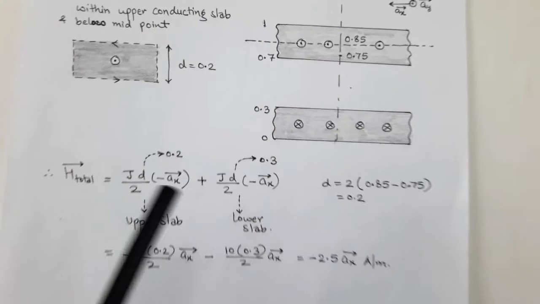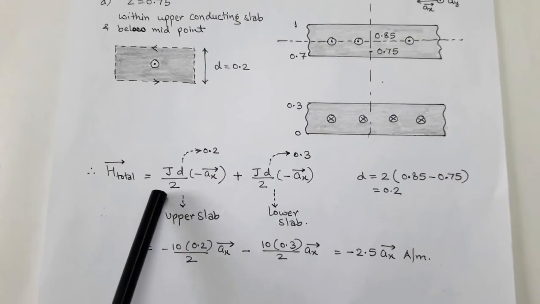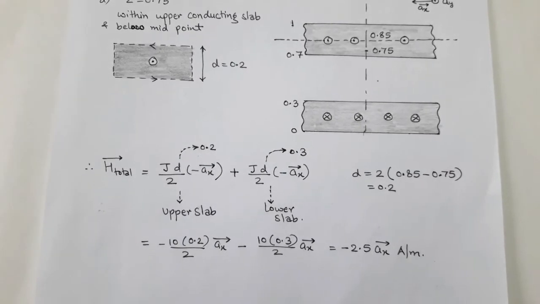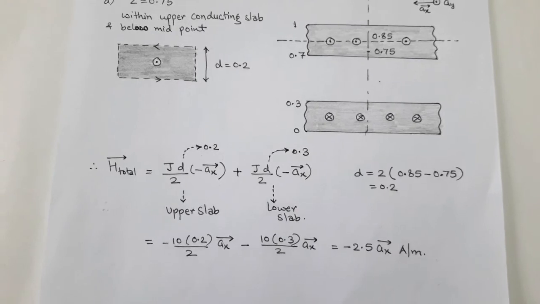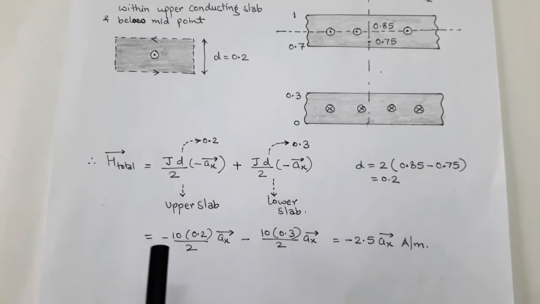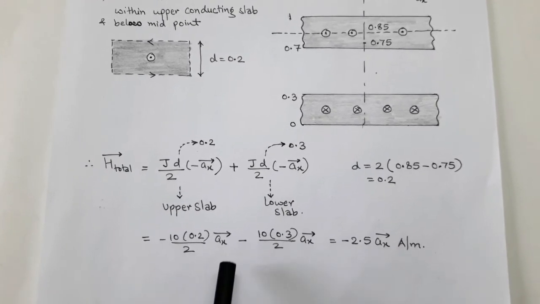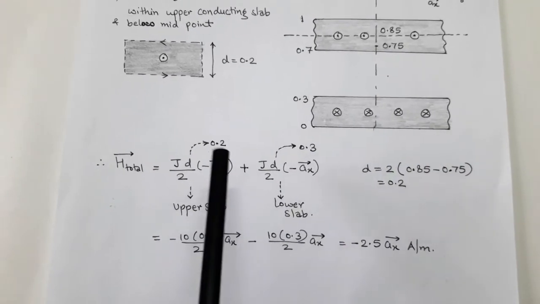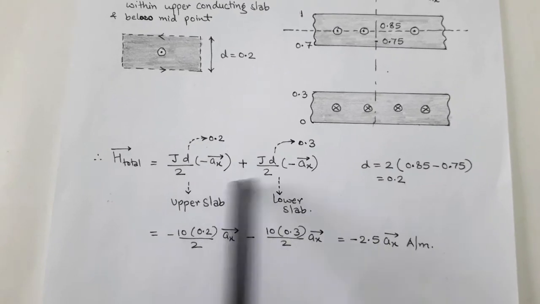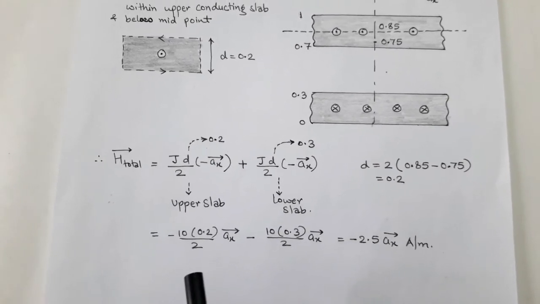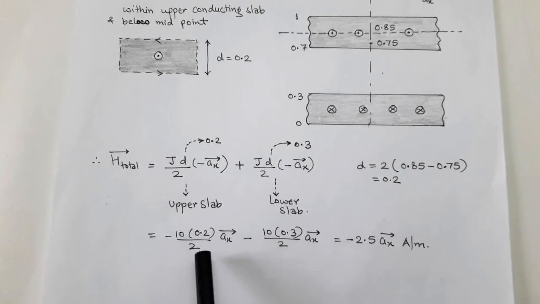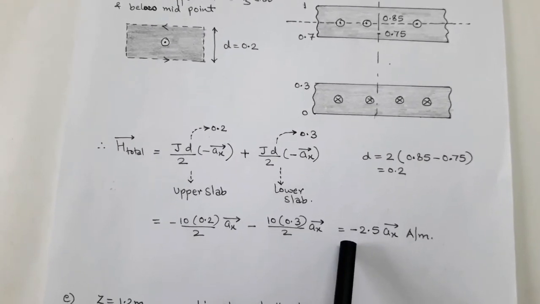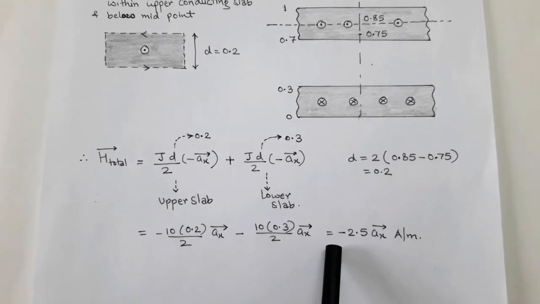And the total magnetic field due to both conducting slabs is: for the upper conducting slab we use d equals 0.2 and for the lower conducting slab we use 0.3, and the direction of the magnetic field between these two conducting slabs is towards the negative direction of x. So after putting the value of J, that is 10 ampere per meter square, we get the answer, that is -2.5 unit vector x ampere per meter.